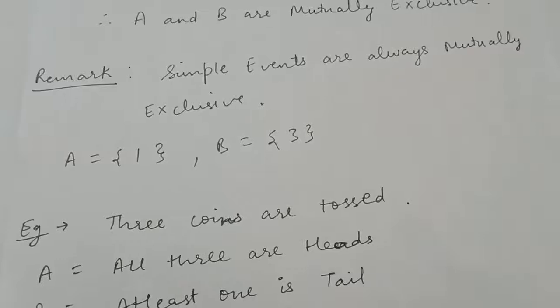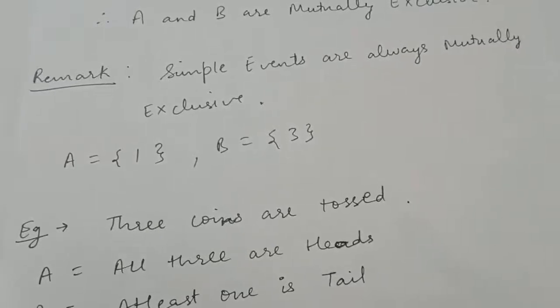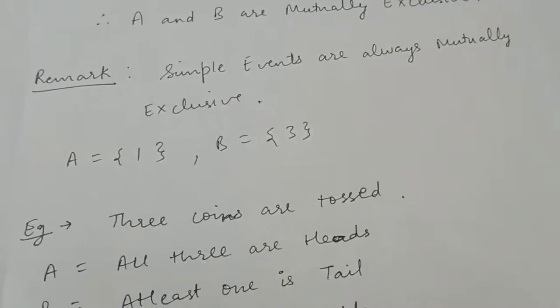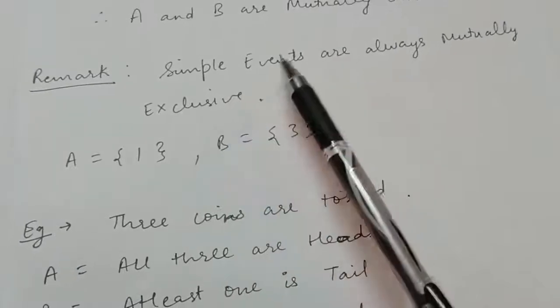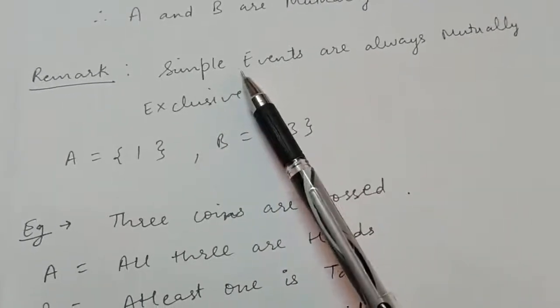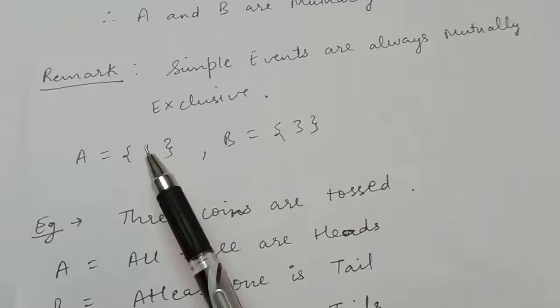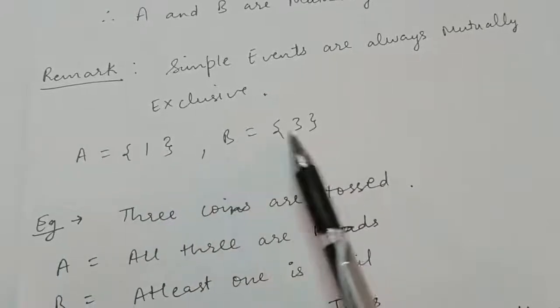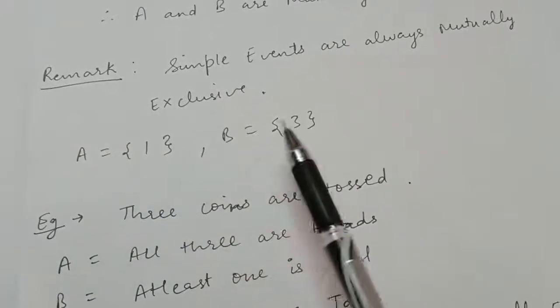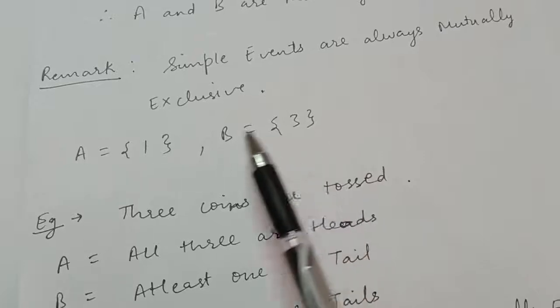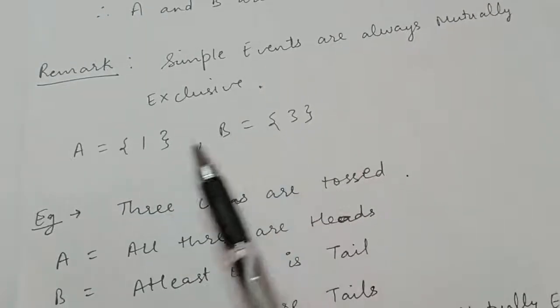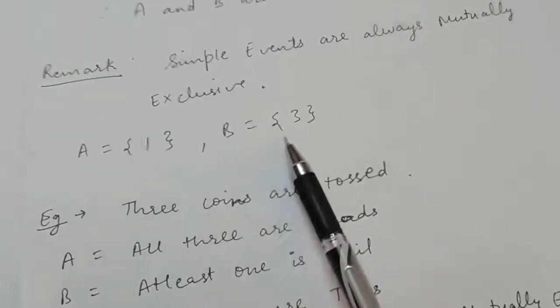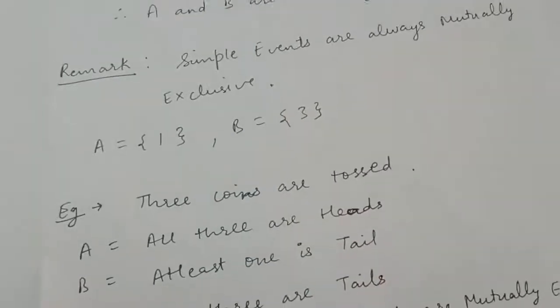Now, the remark is that simple events are mutually exclusive. As you know, simple events include only one element. So for those types of events which include only one element, there is no chance of any element being common between such events, right? Therefore, simple events are always mutually exclusive.